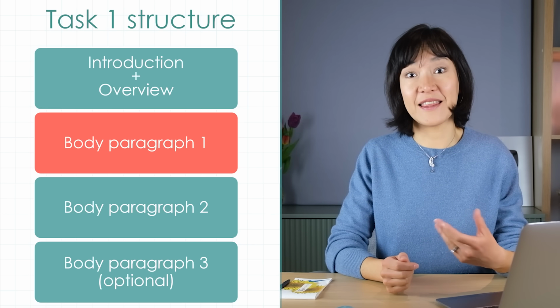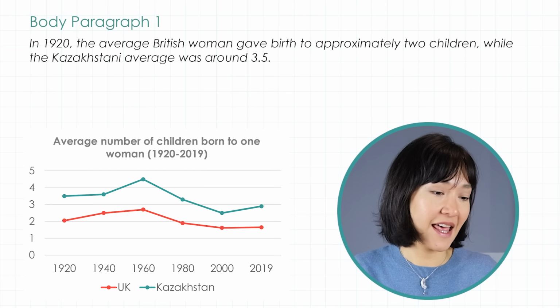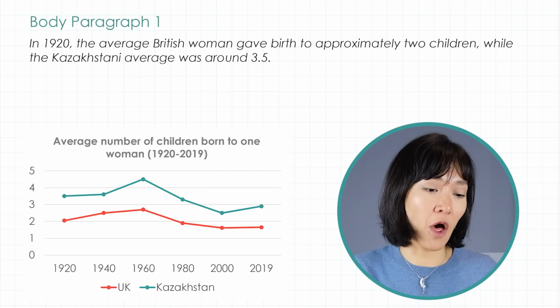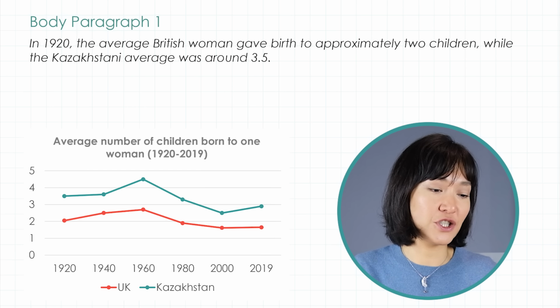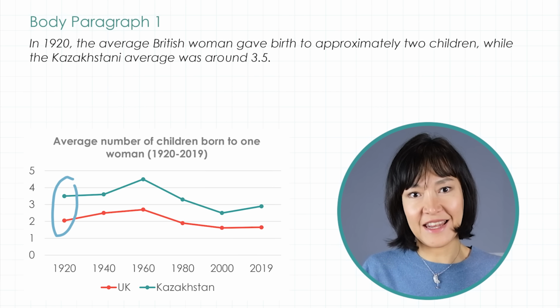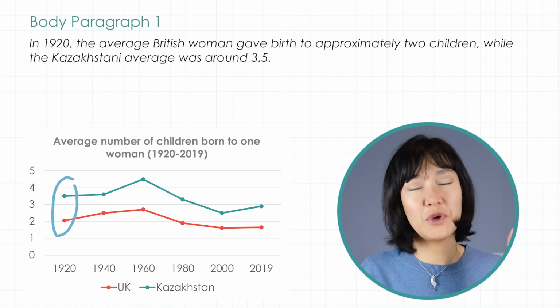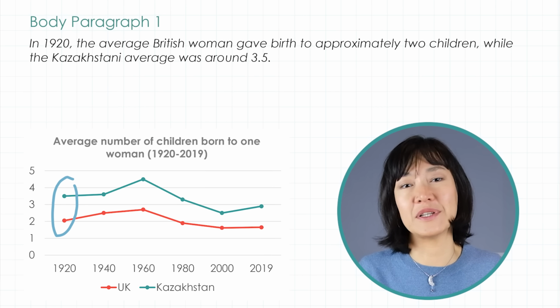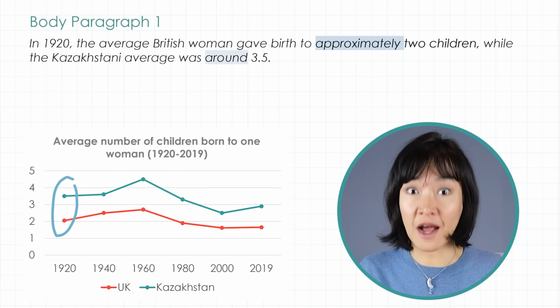And now let's look at the first body paragraph. What's the best way to start? Well, start at the beginning of the period. In 1920, the average British woman gave birth to approximately 2 children, while the Kazakhstani average was around 3.5. So we are describing the beginning of the period and provide the numbers for both countries. And because we don't see the precise numbers on our chart, we use words like approximately or around.